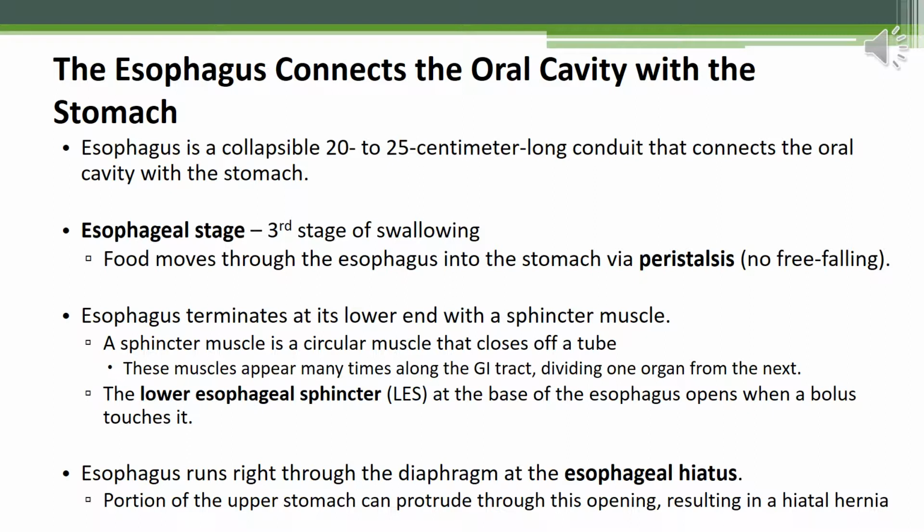The esophagus terminates at its lower end with the sphincter muscle, and a sphincter muscle is just a circular muscle that acts to close and open the ends of tubes. And we have these sphincters throughout the digestive system, and they divide one organ from the next. And then the specific sphincter that we're talking about here is the lower esophageal sphincter, which is at the base of the esophagus, and this opens when a bolus touches it. The esophagus actually runs right through the diaphragm at what's called the esophageal hiatus, and sometimes the uppermost portions of the stomach can protrude from this opening, resulting in a condition called a hiatal hernia.